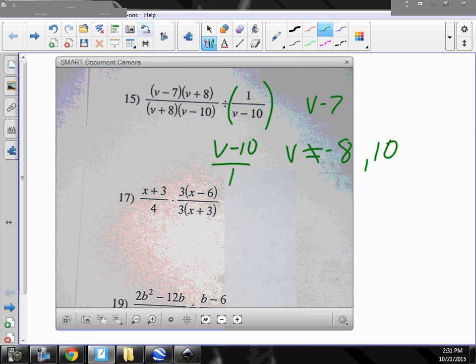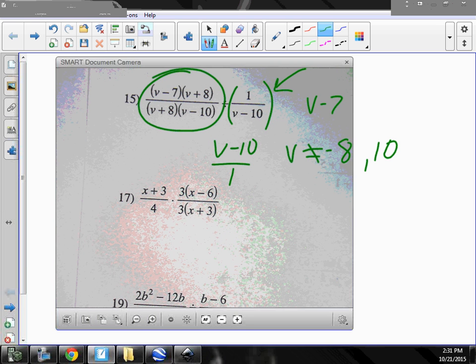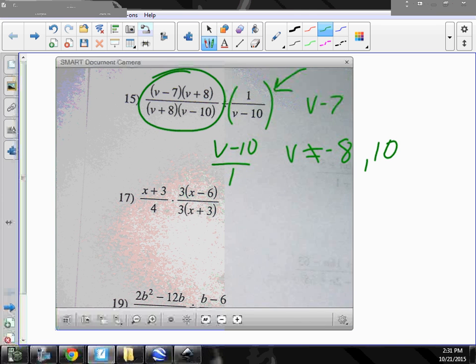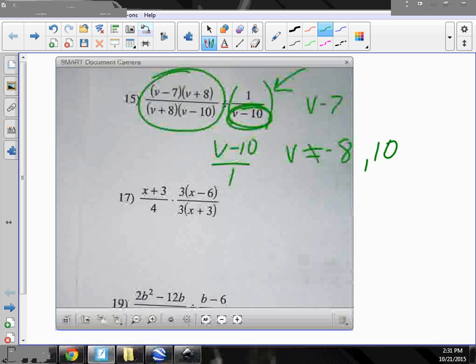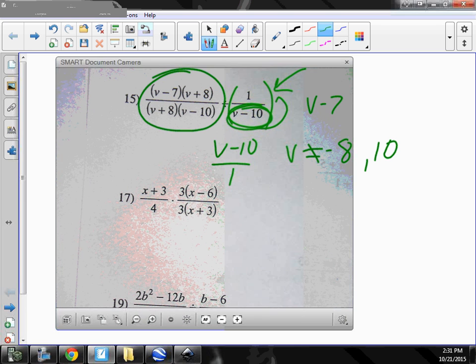Will 10 make this fraction undefined? Yes. Can you take this fraction and divide it by an undefined number? Well, you can, because that undefined number is infinity, but dividing by infinity is a problem, so no. Okay? So if you have dividing by a fraction, this denominator is not allowed to be 0. But when you flip it, then this comes up and that goes down.